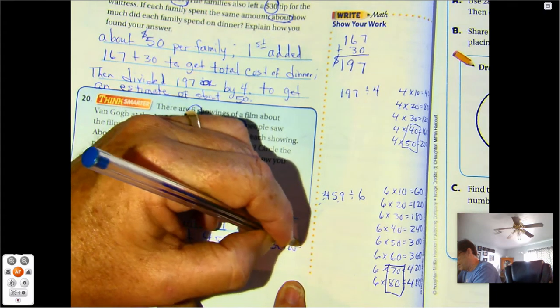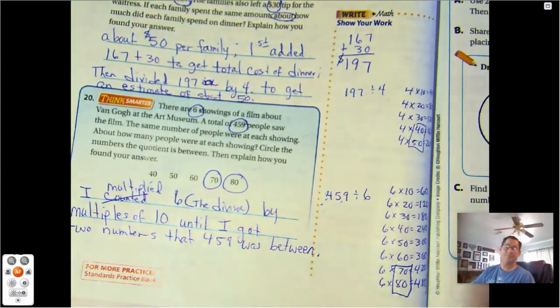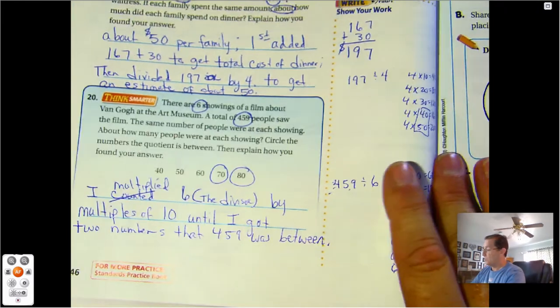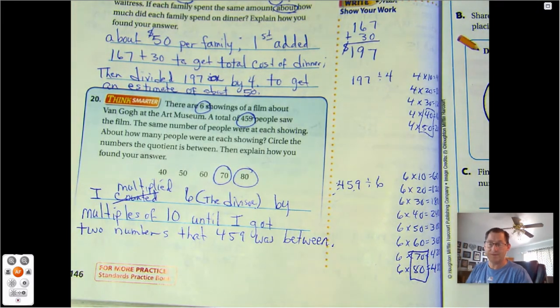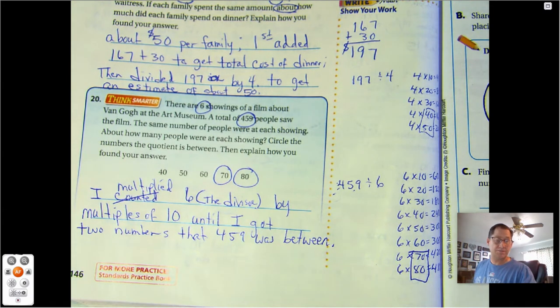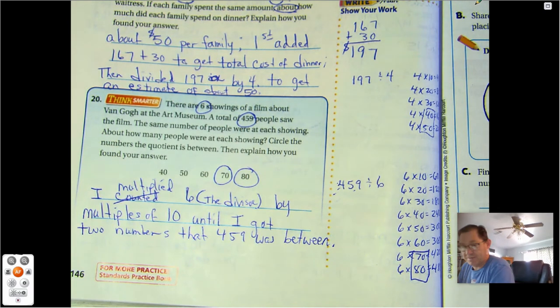So that's our introduction to division for lesson 4.1. Tomorrow, we are going to be talking about remainders. And the remainder is exactly what it sounds like, something that remains or left over. So we will talk about that tomorrow.